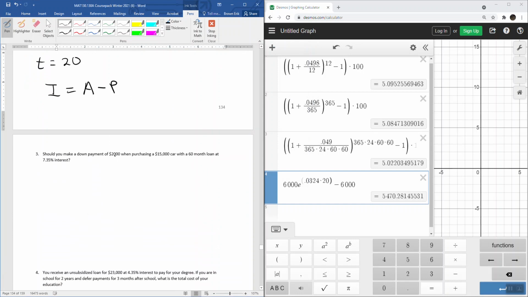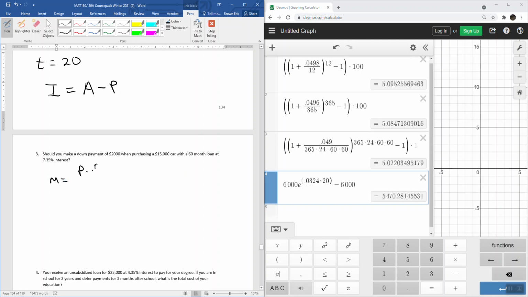So, should you make a down payment of $2,000 when purchasing a $15,000 car with a 60-month loan at 7.35% interest? Oh boy, a super ambiguous question, right? You could just say yes right away and say it's going to reduce the cost. But what I'm looking for is that you calculate the two monthly payments and compare the total cost at the end. So, just a quick reminder of that monthly payment formula.